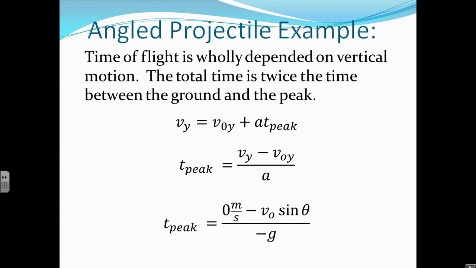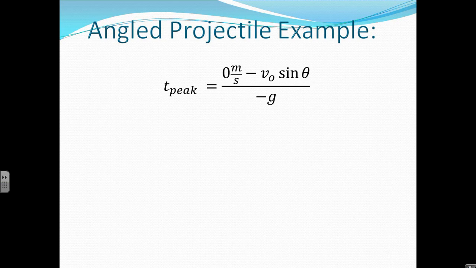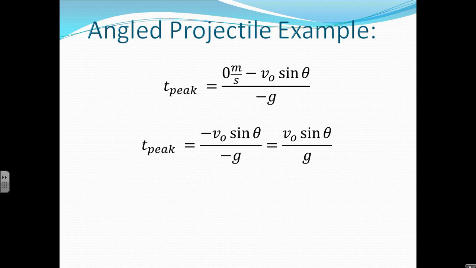And at this juncture, we're just looking at doing some steps of simplification. If we take this equation that we substituted into, we could simplify it by getting rid of the 0 meters per second. That's unnecessary. And you have a negative in the numerator and a negative in the denominator, and those can go away as well. So the time to the peak is velocity initial times sine theta divided by g.